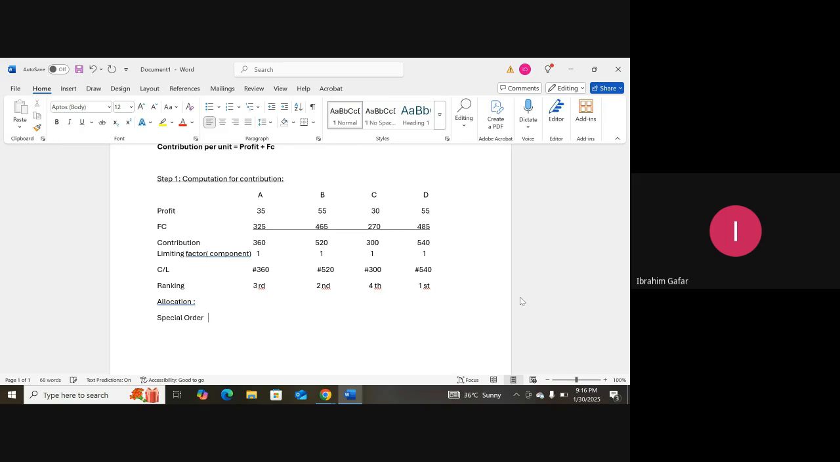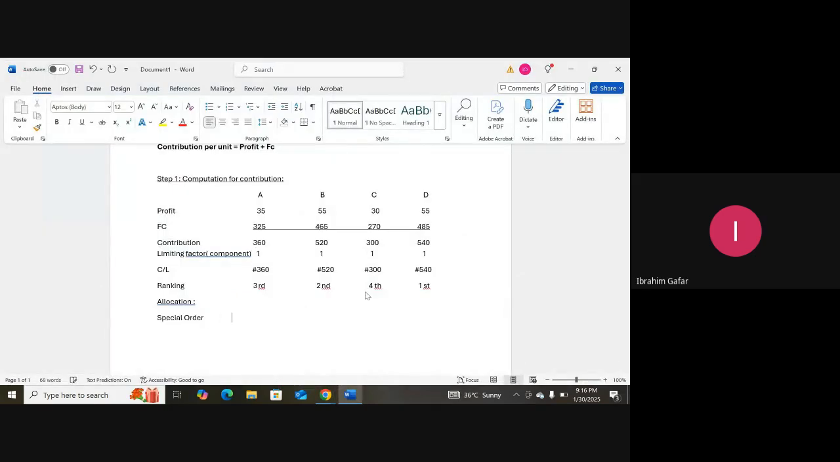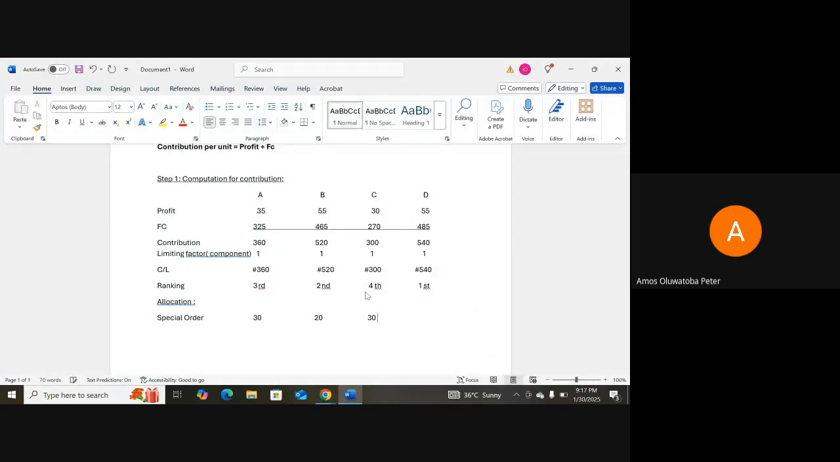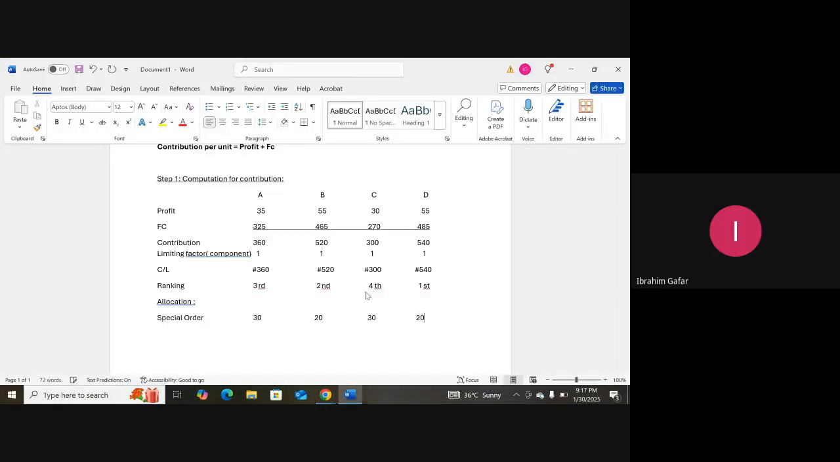So that's special order. So when you count the special order here, A is what? A is 30. B is what? B is 20. C is what? C is 30. Then D is what? 20. So everything is what? Total. 100. So everything is 100 as total.